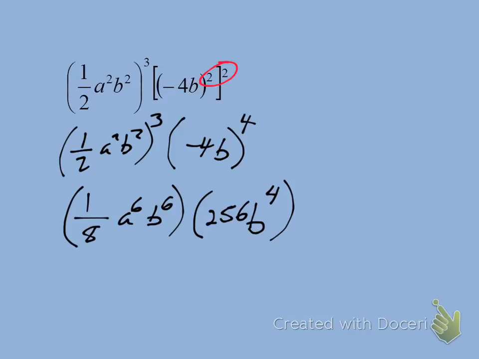Okay, let's pick it up just a little bit. What's 256 times 1/8? 32. Should be 32, right? 256 divided by 8, essentially. Okay, A to the 6th, and B to the 10th.